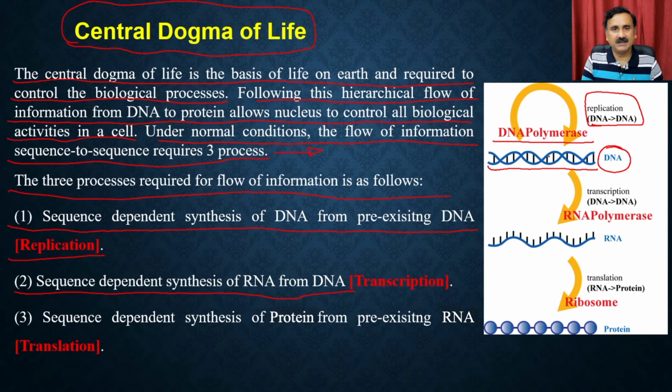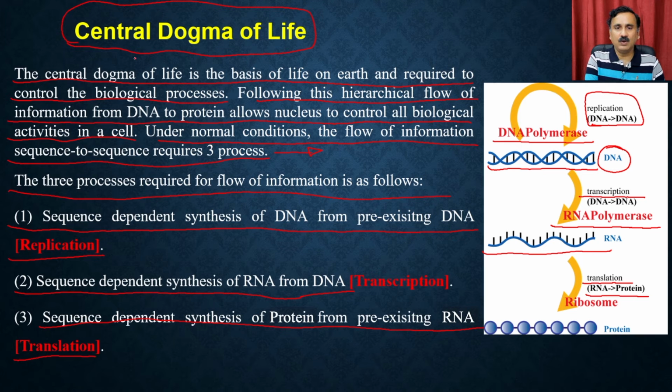Then you can have the sequence dependent synthesis of RNA from the DNA. So once the DNA is synthesized, you can also have the DNA dependent RNA synthesis, and that is going to be performed by an enzyme which is called the RNA polymerase, and this process is called transcription. Then once you have the RNA, you have the synthesis of the protein from the RNA molecule, and that process is called translation.